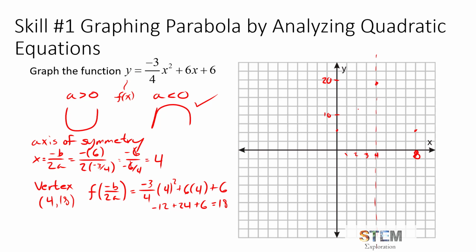And I feel like I should find one other point here. So what I'm going to do is I'm going to choose 2 as that other point, and just picking a space in between. All right, and there I can go -3 over 4, 2 squared plus 6 times 2 plus 6. That'll give me -3 over 4 times 4, so I have -3 plus 12 plus 6, and that's going to give me 15. So that's going to give me a point right here, and corresponding to it right there, because again, it's that equidistant point from each side of that mirror image.